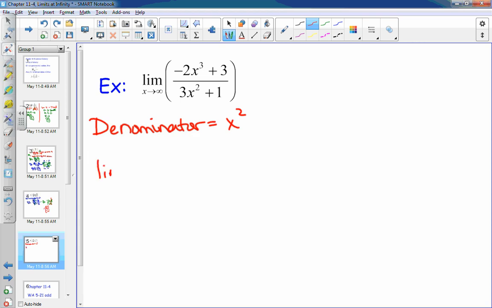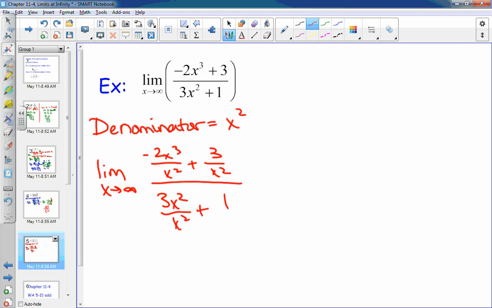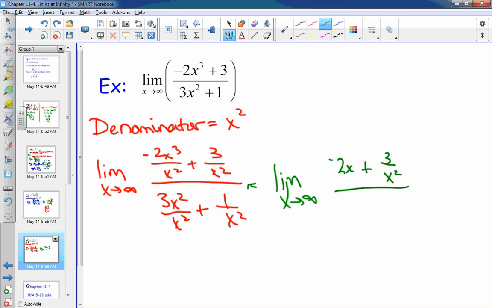Okay, so I have the limit as x approaches infinity of negative 2x cubed over x squared plus 3 over x squared, all over 3x squared over x squared plus 1 over x squared. So this is going to be the limit as x approaches infinity. What happens to my x cubed over x squared? So I'm going to be left with negative 2x plus 3 over x squared, all over, those cancel out, 3 plus 1 over x squared.